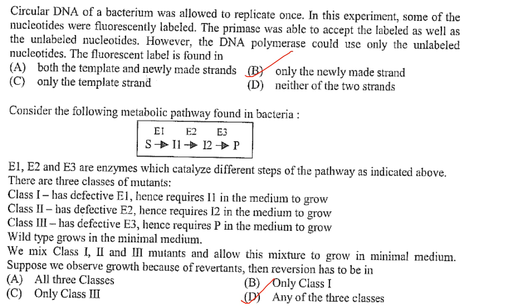So the answer here is any of the three classes. Since the reversion can occur in any of the three classes, the growth observed in the mixture could be due to the reversion of any one or more of the three classes. So the answer here is option D.